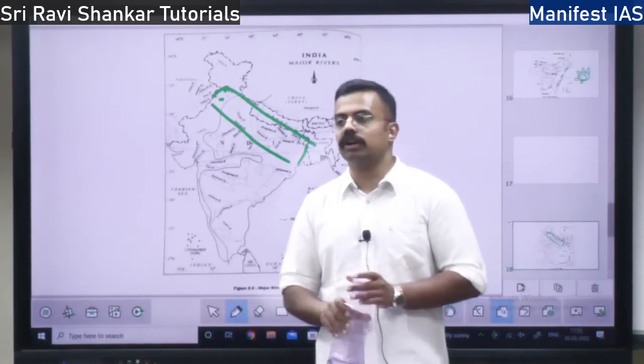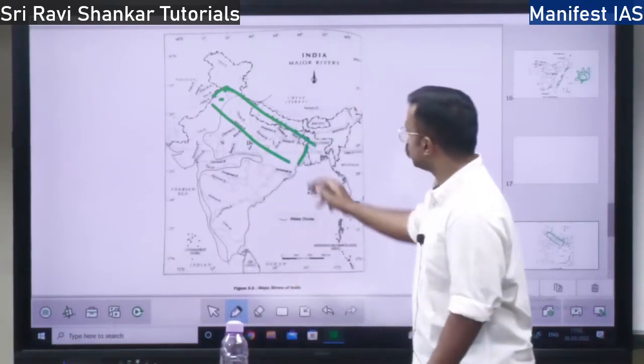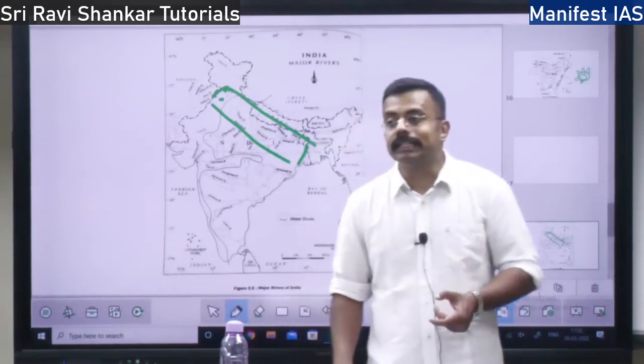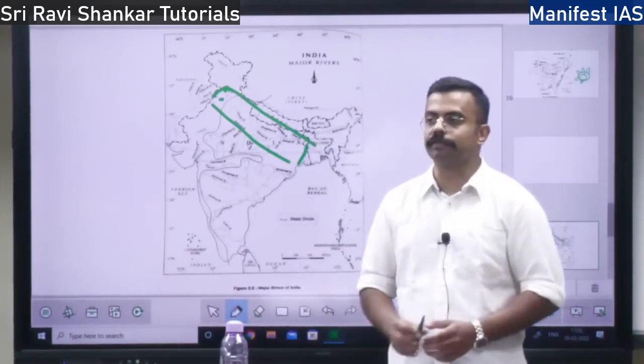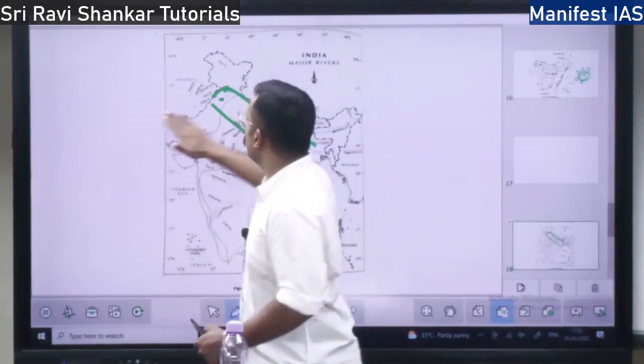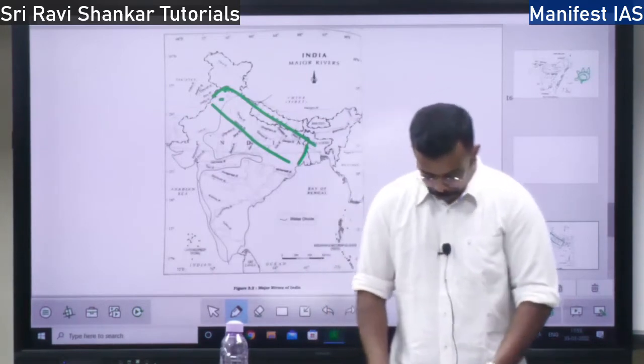What is the width of the northern plain? It is 150 to 300 kilometers. 150 to 300 kilometers is the width. What is the depth? Depth means height from the surface. So 1 to 2 kilometers of alluvial deposits are located in this area, 1 to 2 kilometers, right?